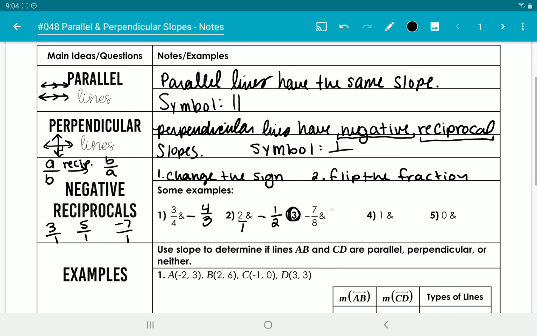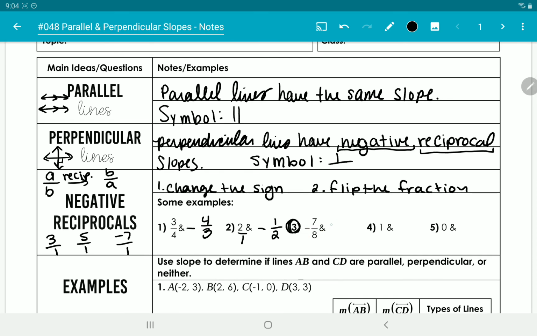Okay, so again, this one is negative, sorry. So we're going to change the sign. So instead of negative, it's going to be positive. I'm not going to write a positive sign because you don't have to show that it's positive. But we have to flip the fraction. Instead of 7 over 8, it's going to be 8 over 7. So again, because the original one was negative, the negative reciprocal is going to be positive, and then we just flip the fraction upside down.